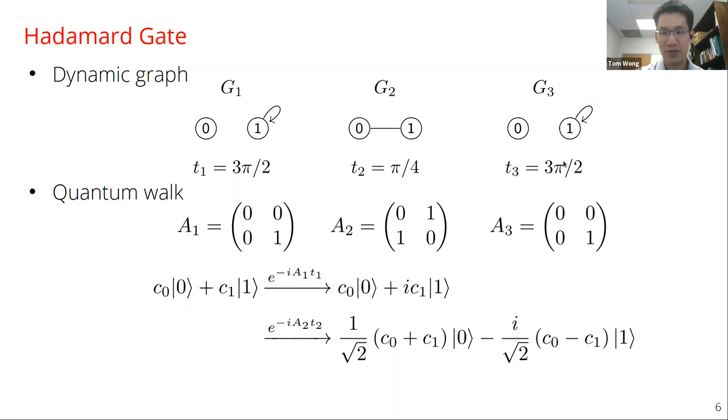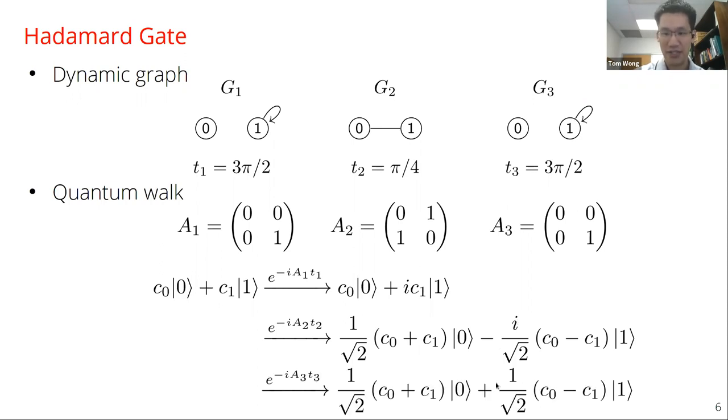So what we're going to do in this last graph, by walking on this with this self loop, is apply a phase of i to this. So if we have minus i times i, we get plus one. And so now this is plus one. And you can see that this is the exact same result as the Hadamard gate. So this is precisely the Hadamard gate. So just by walking on this sequence of three graphs, we can implement a Hadamard gate.